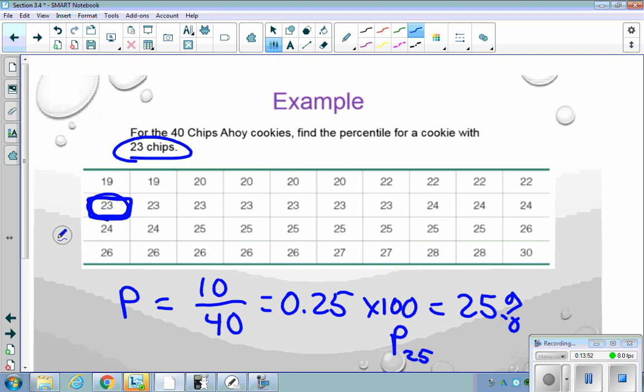So I counted how many there were that were less than 23, and there were 10. How many total? 40. Okay, good. Sometimes if I change vocabulary, it helps, right? Good, good. Questions are great because it's going to help the people at home too, because they can't ask questions, right?